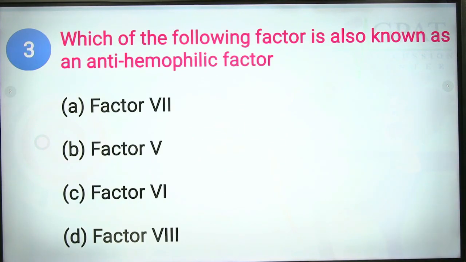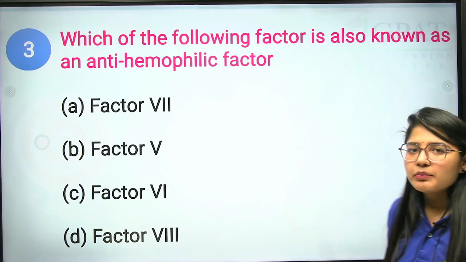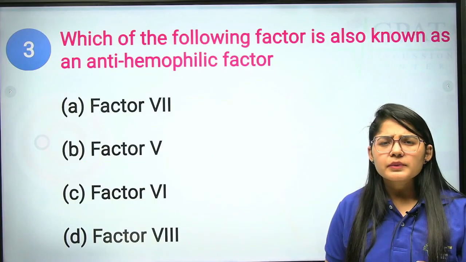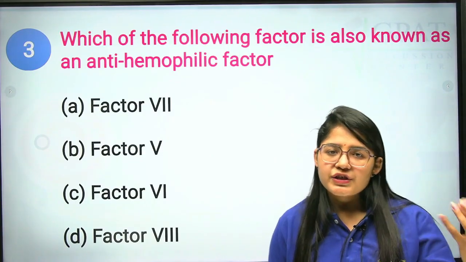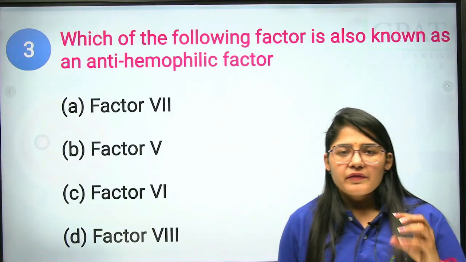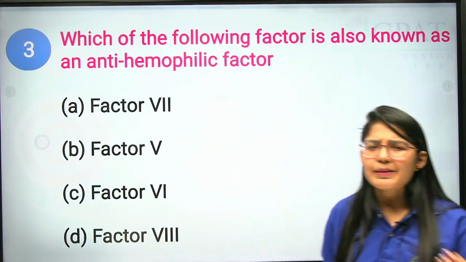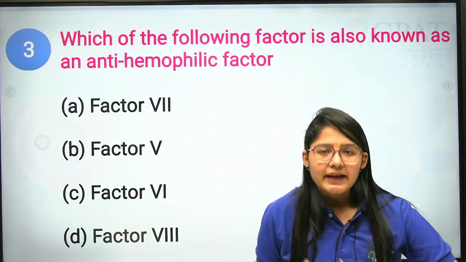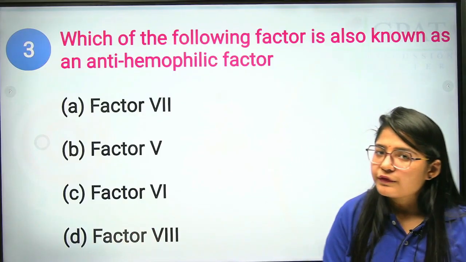Next question. Which of the following factors is also known as anti-hemophilic factor? Anti-hemophilic factor, from this word anti, first of all we have certain tricks like freshers party tonight. All of you are very fond of these tricks, but you can remember in another way some of the words like anti-hemophilic. Anti means 8. So factor number 8 is known as anti-hemophilic factor.